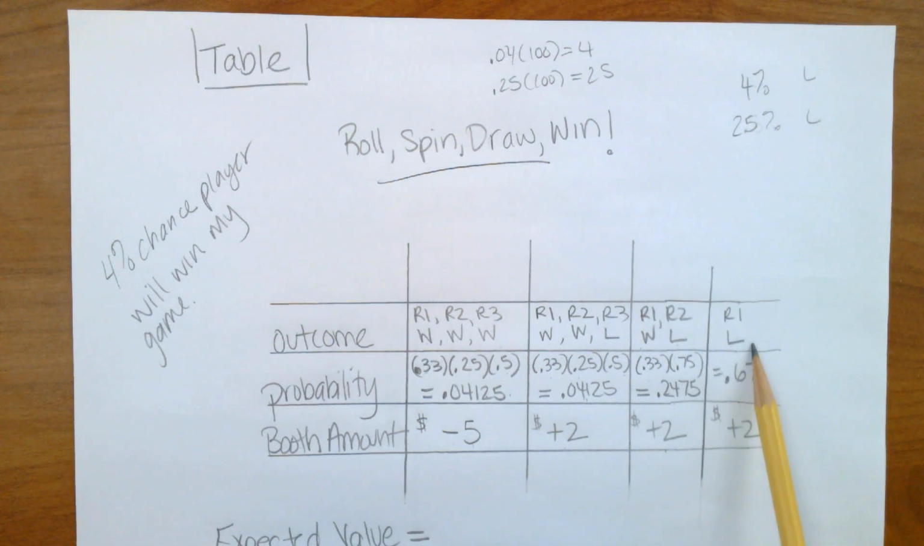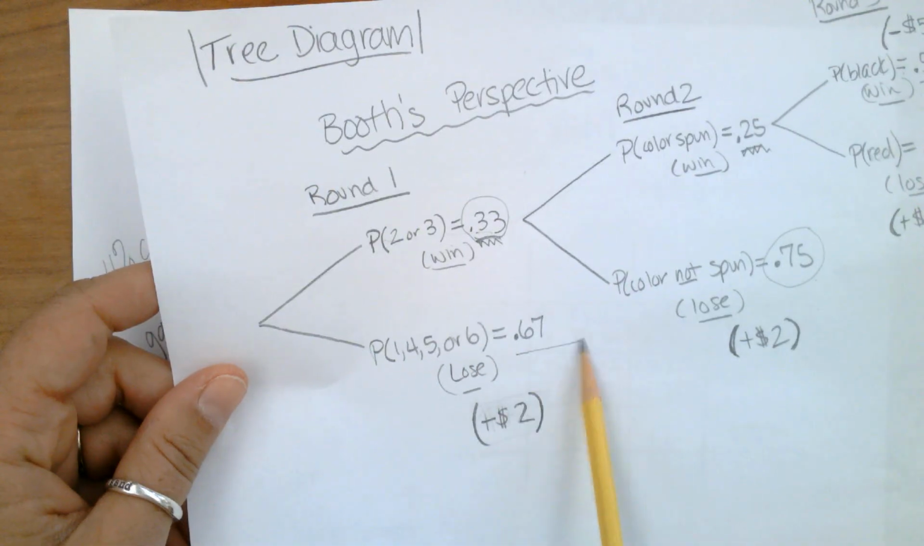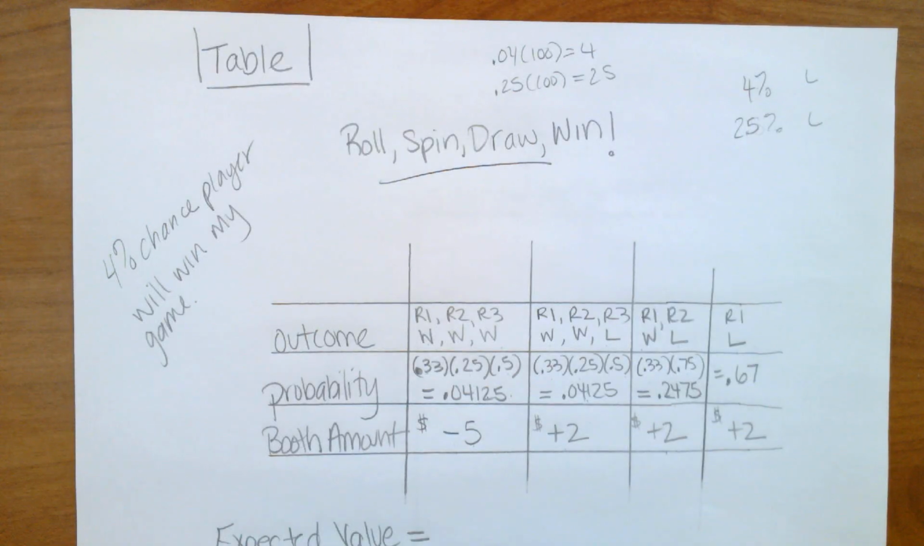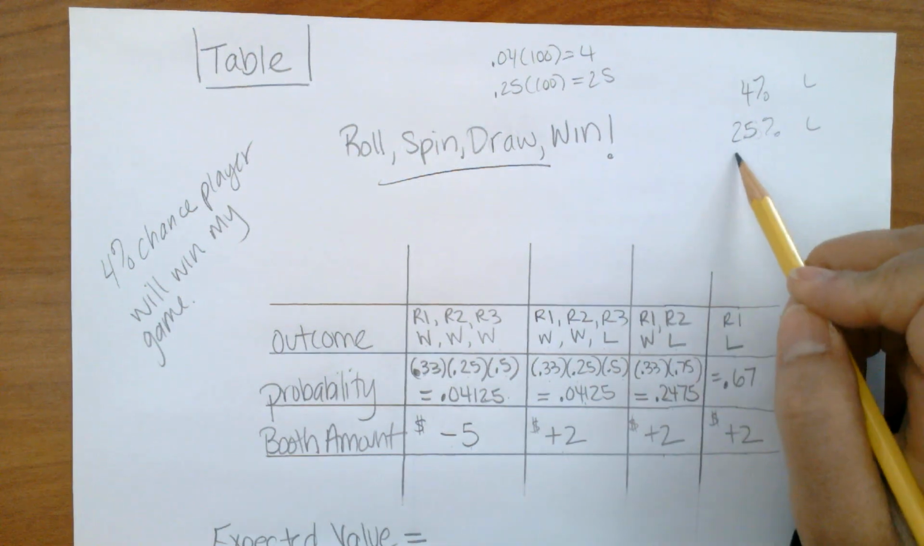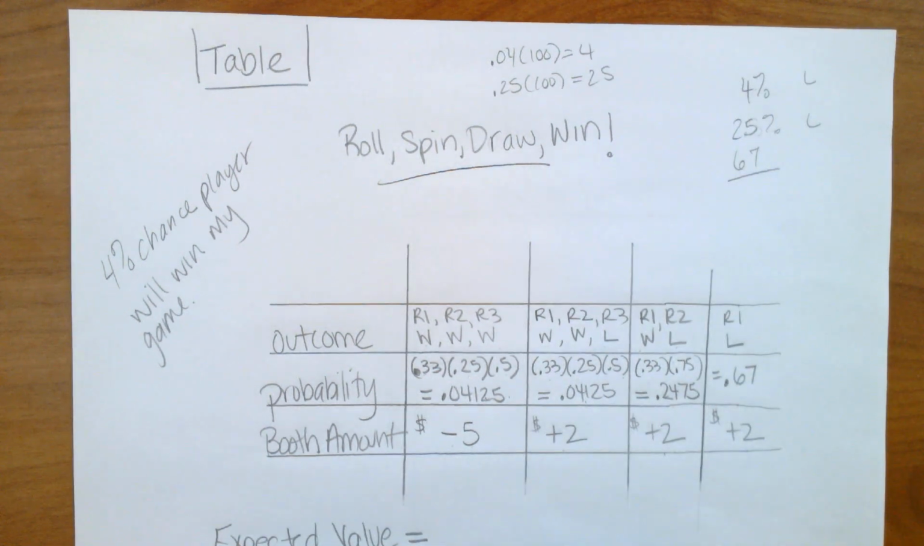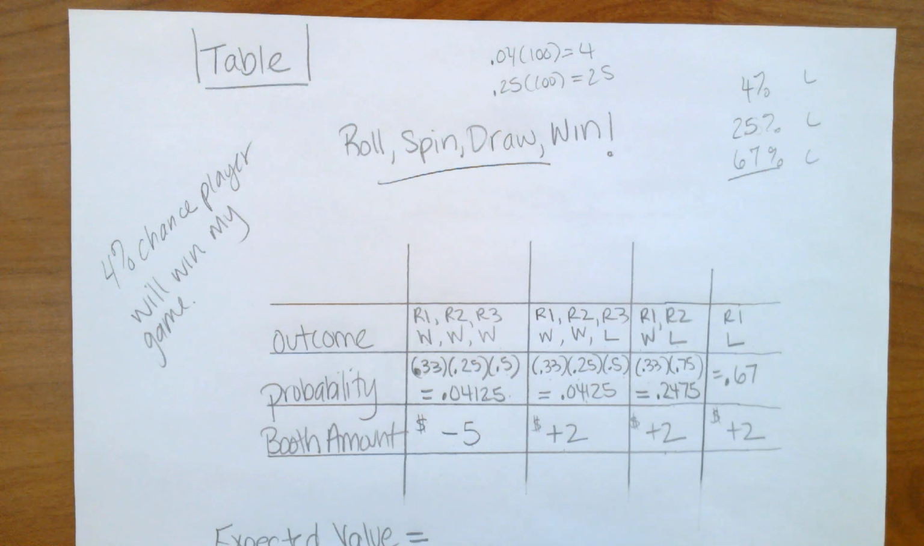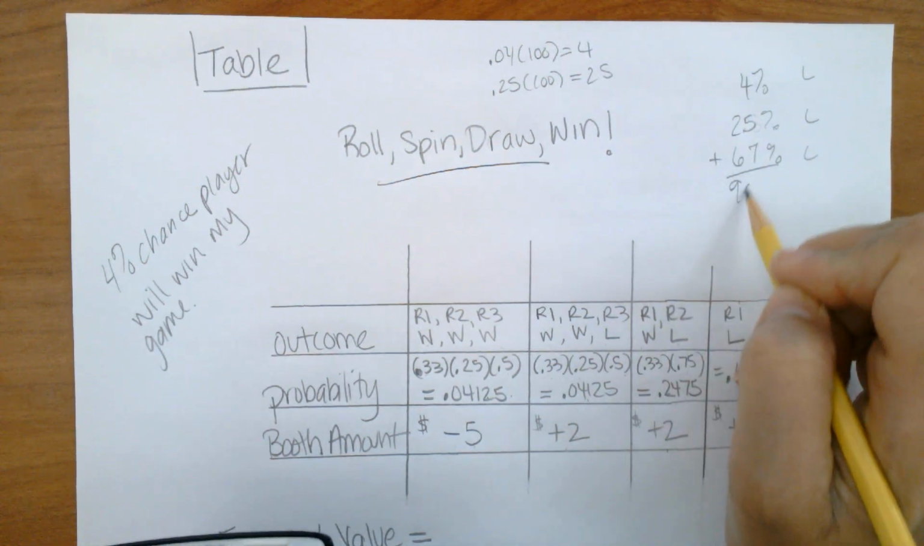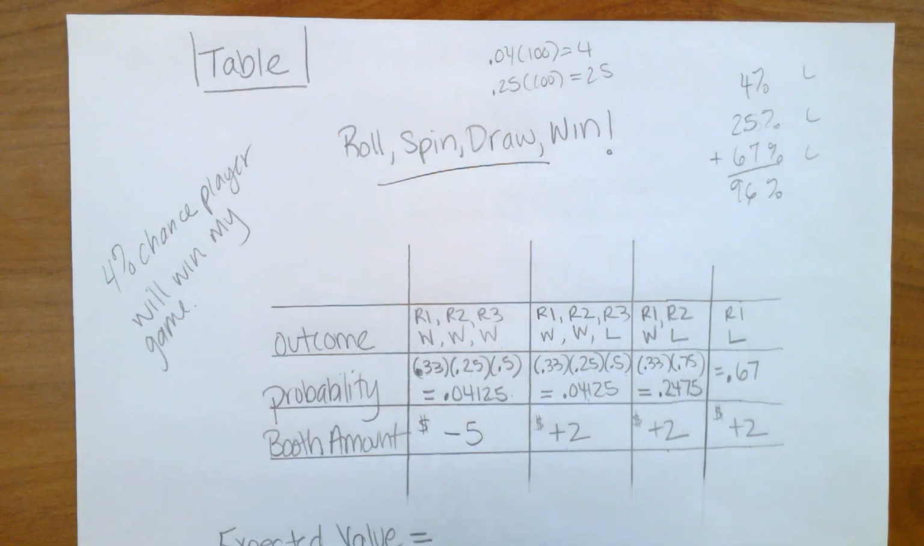Another way they can lose is in round 1, where they could just straight out lose, and we can see that that's 0.67, so I don't have to multiply there. They can lose three different ways, and since they can lose three different ways, we have to add these together. Taking out my trusty calculator, let's add all of these up. We get 4 plus 25 plus 67, and we're going to get a 96% chance they're going to lose.